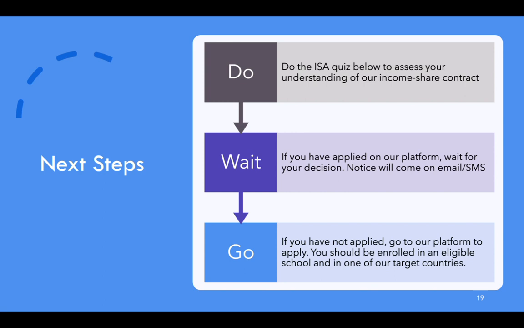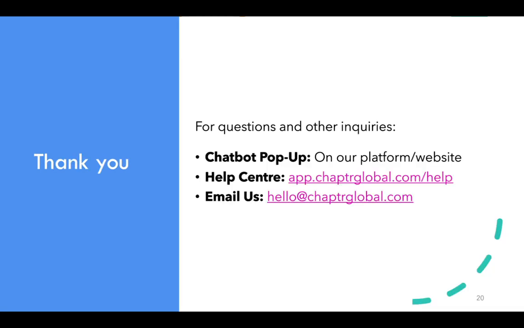If you've already applied for an ISA on our platform, just wait for your decision. You'll get an email on this. But if you're new and you've not applied yet, just go to our platform, app.chapterglobal.com, and you can apply if your school is an eligible school or you're part of one of our target countries. Whenever you have questions and inquiries, we have a chatbot pop up on our platform. You can also go to our help center, also on our platform, app.chapterglobal.com/help.